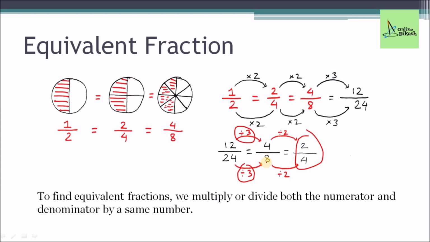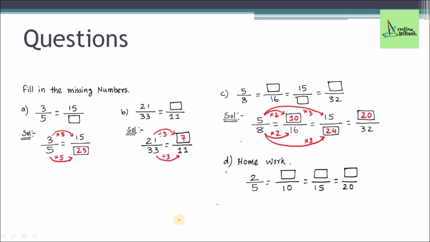So essentially we have learned what? To find equivalent fractions, we multiply or divide both the numerator and denominator by the same number. This is the main essence of this part. Okay, so to get equivalent fractions, we will multiply or divide both the numerator and denominator with the same number. Okay, it will be more clear by looking at these questions.